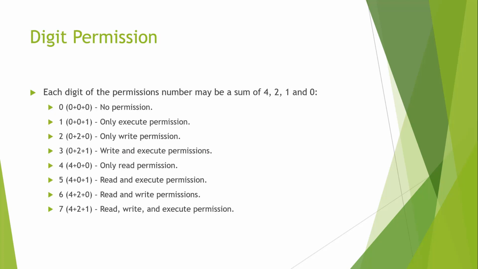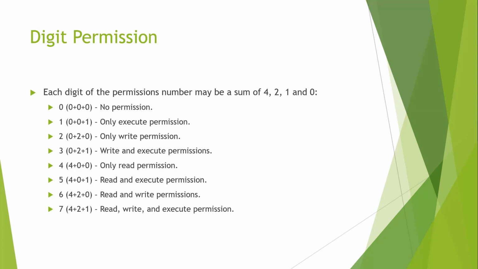So here's an example of different types of permissions. You're going to notice there are 8 types. 0 is no permission, 1 can only execute, 2 can only write, 3 can write and execute, 4 is read only, 5 is read and execute, 6 is read and write, 7 is read, write, and execute.